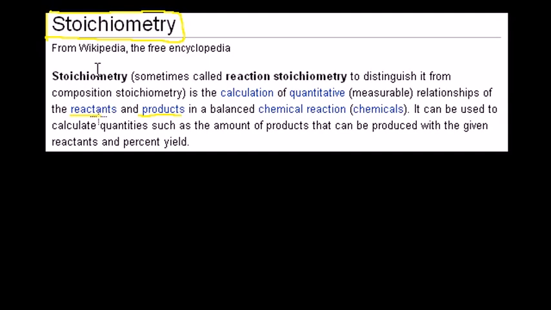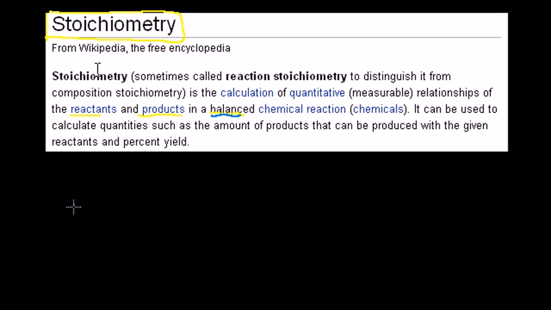Reagents are sometimes for special types of reactions where you want to throw a reagent in and see if something happens and see if your belief about that substance is true. But for our purposes, a reagent and a reactant are the same thing. So it's a relationship of the reactants and products in a balanced chemical equation. If we're given an unbalanced one, we know how to get to the balanced point. So let's do some stoichiometry.